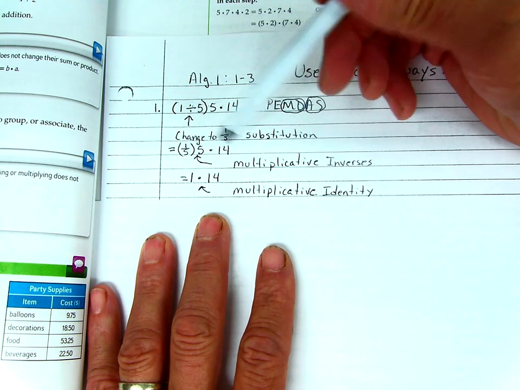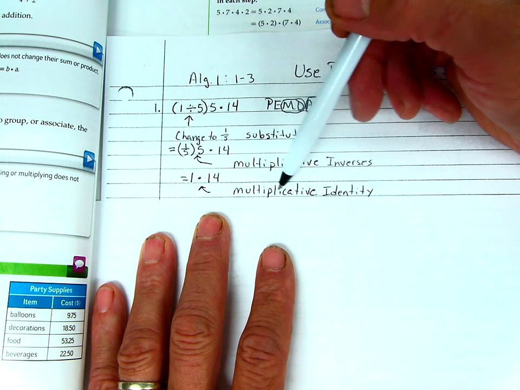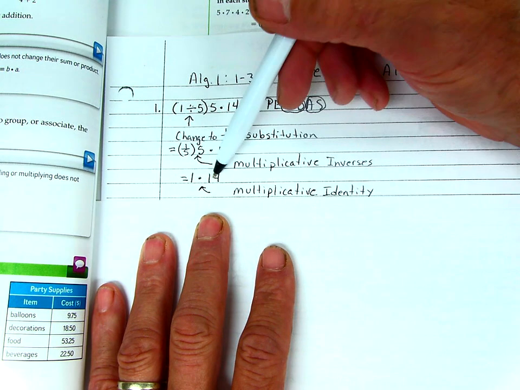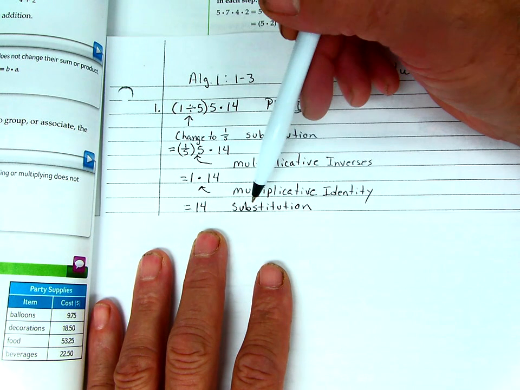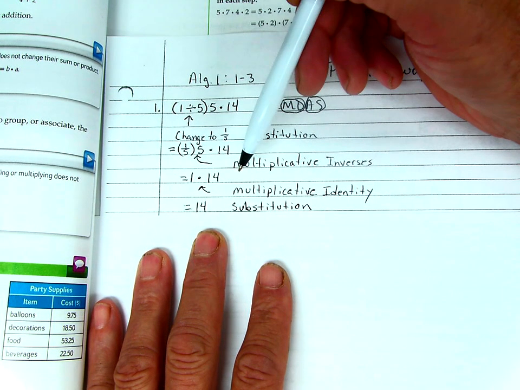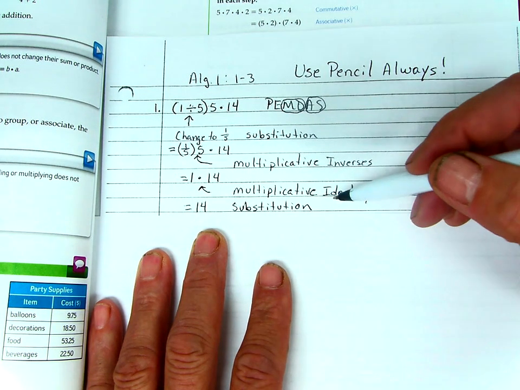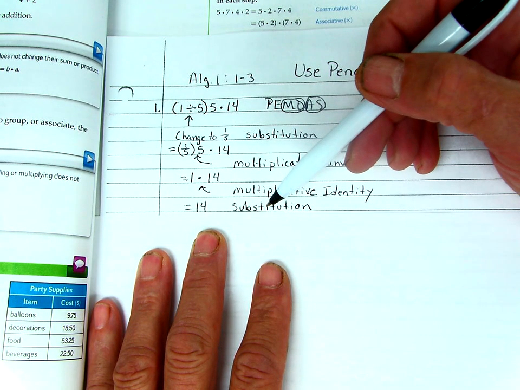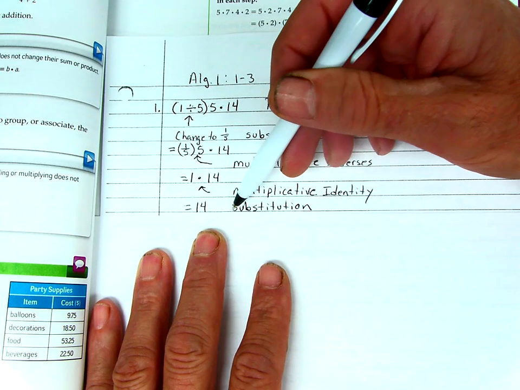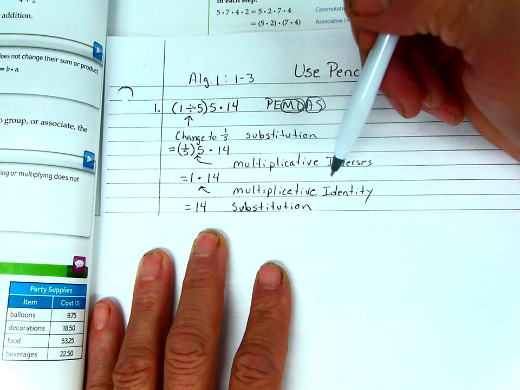1 times 14. Well, this fits another of the special properties, multiplicative identity. Any number times 1 equals that number. So 14 times 1 equals 14. I completed that step. I wrote my answer down. Substitution. Substitution is used when you complete an operation: add, subtract, multiply, or divide. I did not have to include the word substitution on this one because it fit the multiplicative identity.